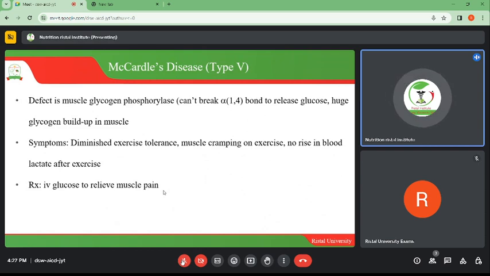Then there's McArdle's disease. This is a defect in the muscle glycogen phosphorylase, meaning you don't have the glycogen phosphorylase in the muscle, and this is basically affecting the muscles. You can call it type 5. So glycogen phosphorylase is absent in this case, and you cannot break down the chain. So the process of adding the phosphate group to the long chain to form glucose 1 phosphate will not actually happen.